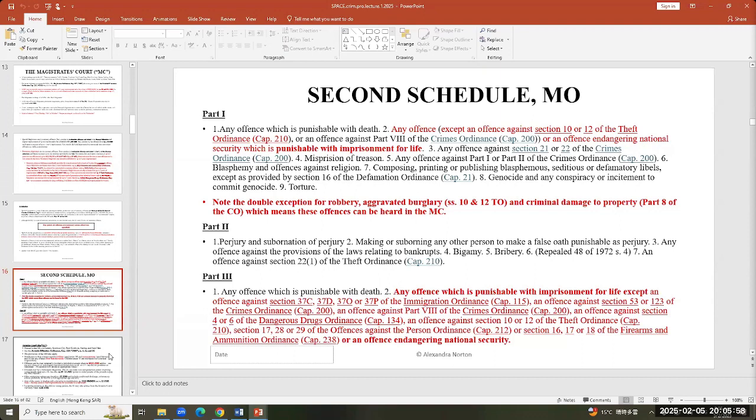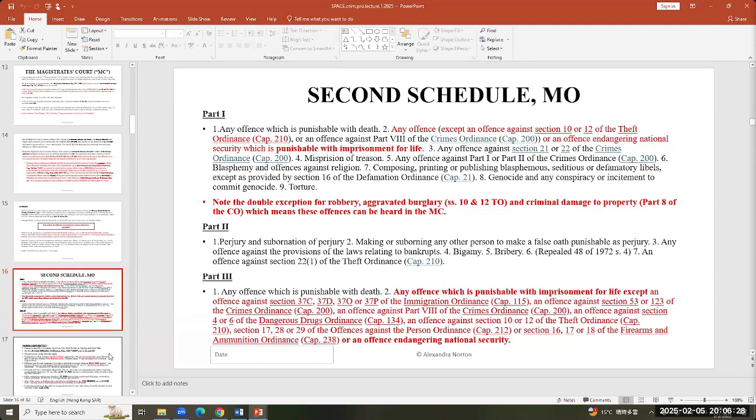So you can see an offense punishable with death, right? Murder. Now, in Hong Kong, we no longer sentence people to death, but this provision still exists in our statutory provisions. But you can also see 2, any offense which is punishable with imprisonment for life. Okay, so if it's an indictable offense like murder, the maximum sentence is life imprisonment. It cannot be tried summarily in the magistrate's court.